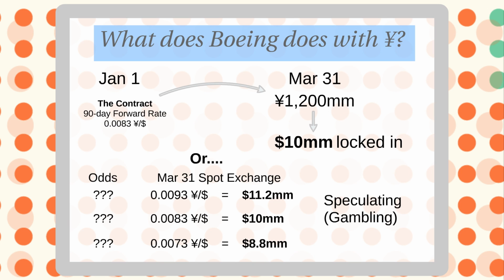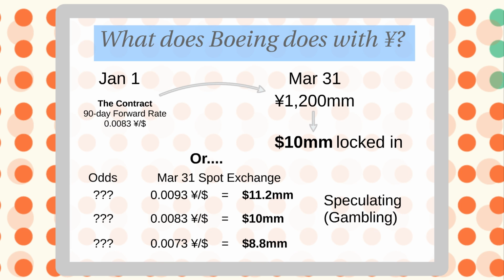In this case, we have a 0.0083 yen per dollar 90-day forward exchange rate as of January 1st. And this means that they'll have a locked in dollar amount of $10 million on March 31st, eliminating their exchange rate risk as soon as they sell their airplanes.